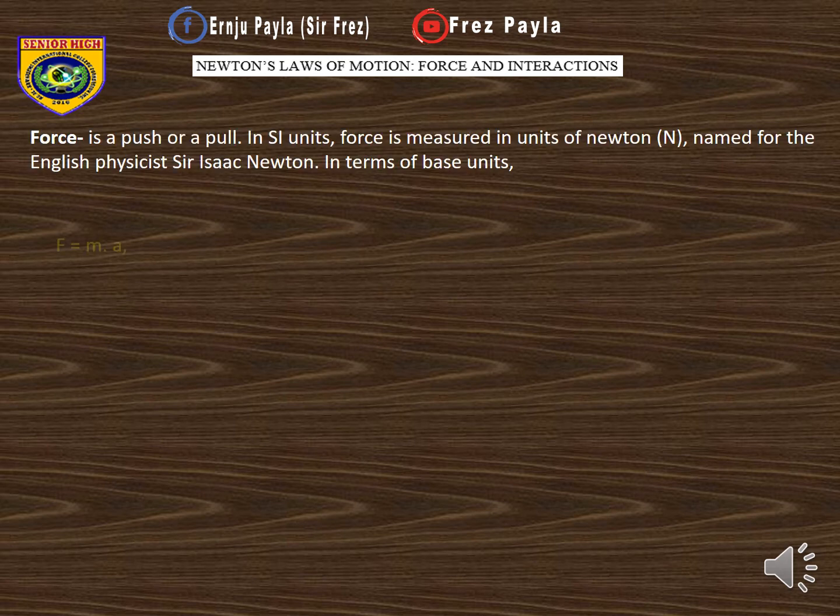A force is a push or a pull. In SI units, force is measured in units of Newton, named for the English physicist Isaac Newton.